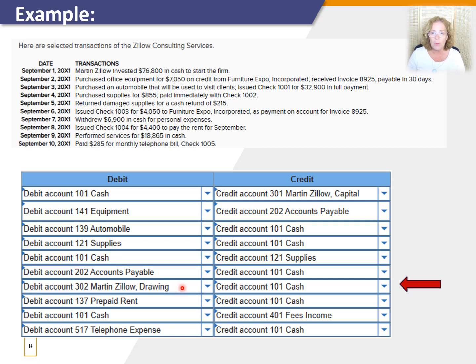The company now also has less cash. Cash is an asset, and assets decrease with credits. Therefore, we have to credit cash.